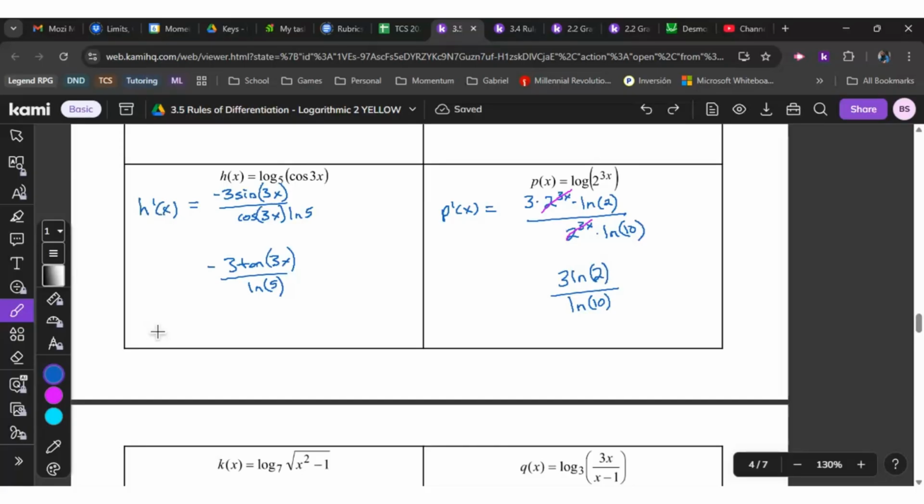This one's the base of the logarithm, this one's the base of the exponential, and then, of course, the 2 to the 3x cancels, and you should just be left with this. Make sense? Good. All right.